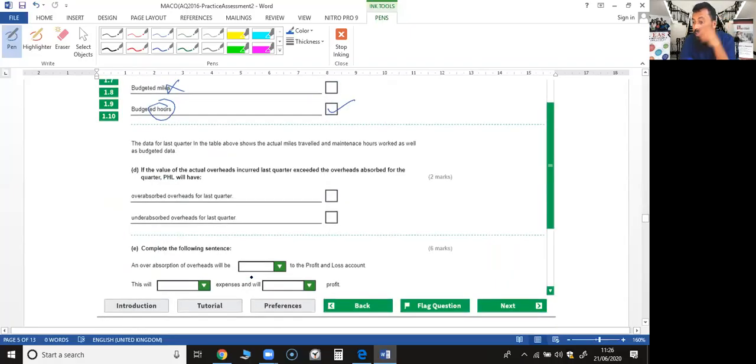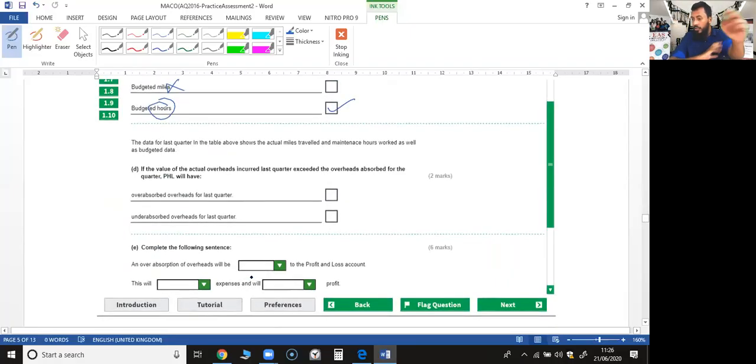Okay. Now, a very important topic I need to discuss, which is regarding over and under absorption. Before I start this topic, especially part D, only for 2 marks, but I need to do a little long discussion. Excuse me. Regarding over and under absorption, people, remember, when you compare your absorbed figure with actual figure, absorbed means budgeted figure, you compare it with actual figure, you can get either over or under absorption.